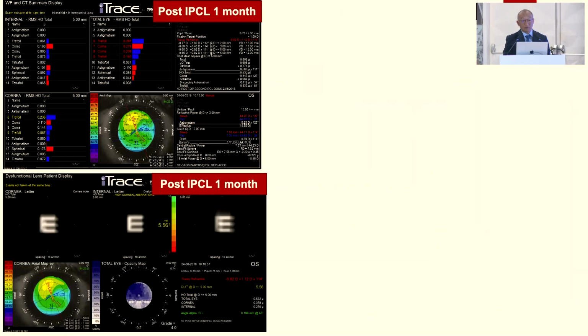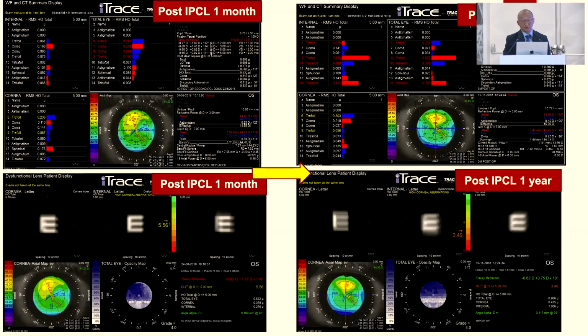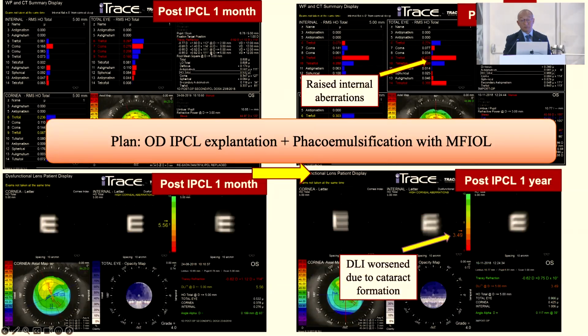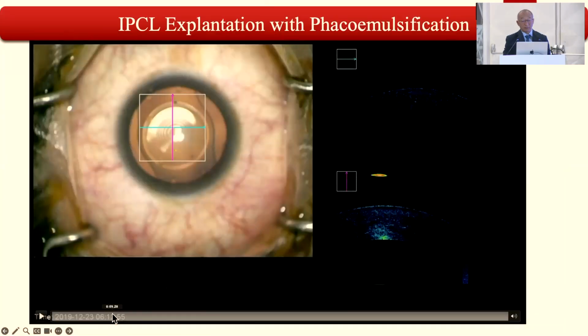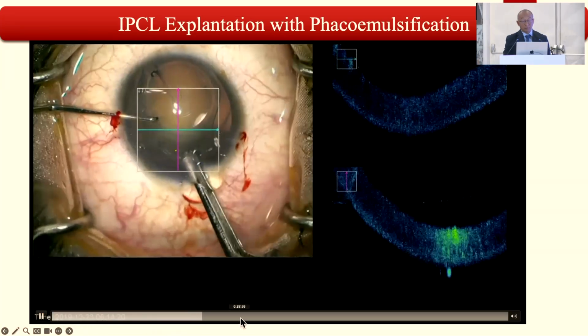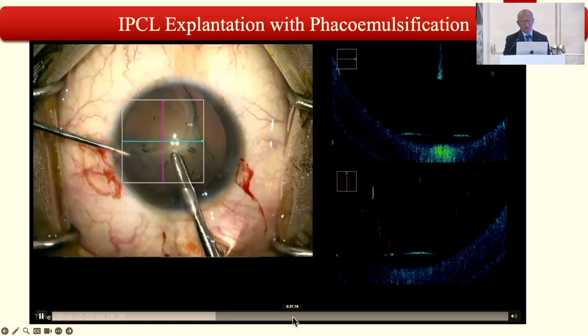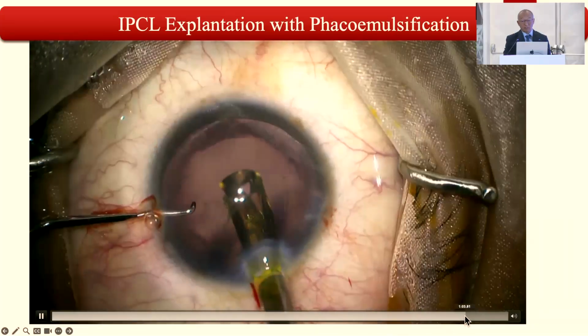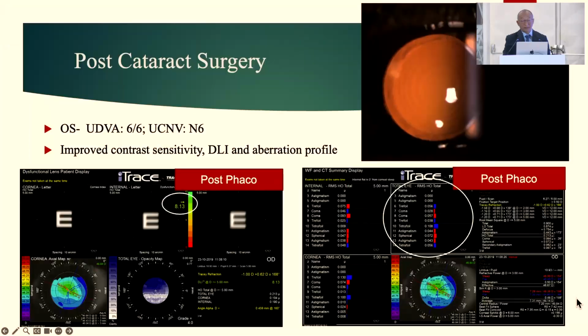So this was 1 month after the IPCL, everything was all right, and subsequently the patient came later after 1 year. You can see raised internal aberration for this patient because of cataract formation, and surgery could be done very effectively also. You can explant this lens and do a surgery through a 2.2 millimeter incision because this lens can come out from 2.2 millimeter. I could do Rexus and implant a multifocal lens for this patient subsequently, and the patient did very well.